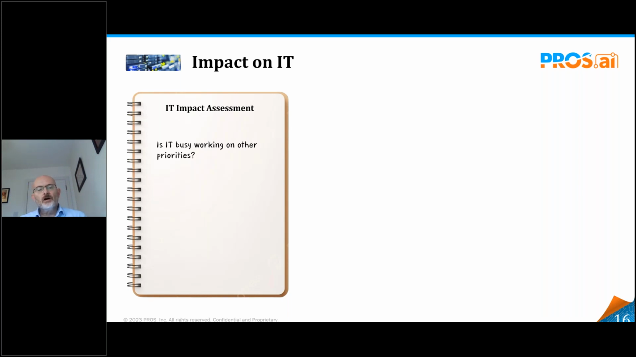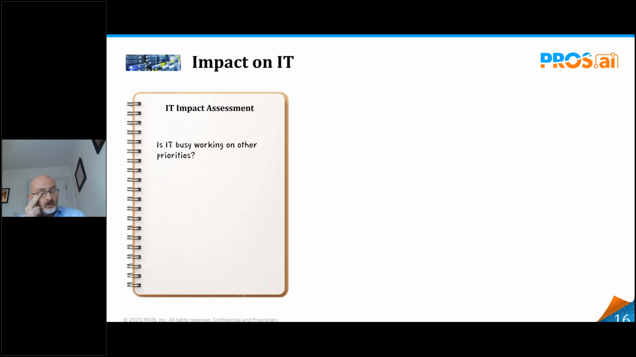But if they're working on other initiatives that are of lower priority, then we need to talk to the right people and show them our return on investment, show them our business case, our reason for why our pricing initiative is more important, and therefore we need to free up those IT resources.